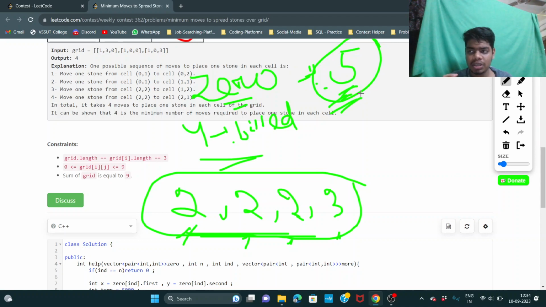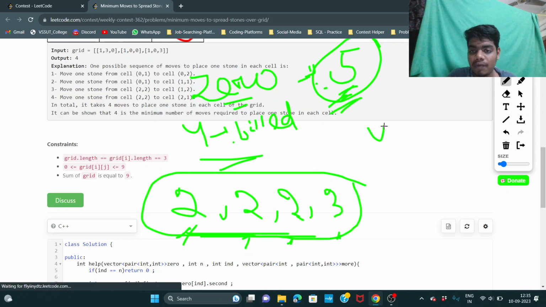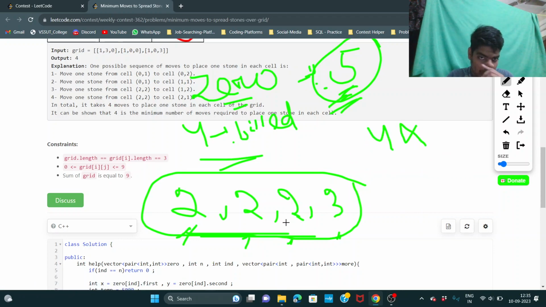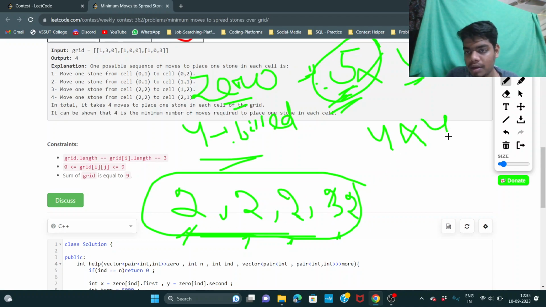For the first 0, just imagine the case of the first 0. I can fill that place by taking a stone from any one of these 4 cells, right? So the number of possibilities is 4. Okay, so we took this element, right? Now this is reduced to 4. And for the next 0, again we have 4 possibilities. So again do 4, just to reduce this.